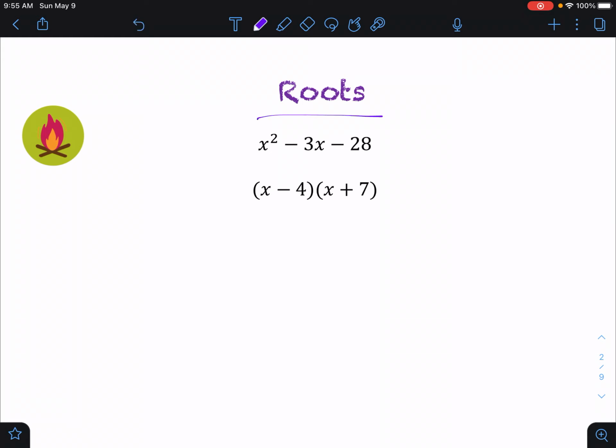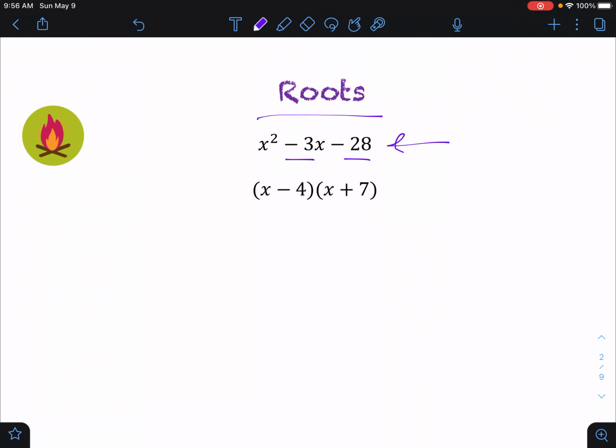If you remember, before we learned how to find roots by factoring, and so we factored this polynomial x squared minus 3x minus 28. And we said two numbers that multiply to be negative 28, but also add up to be negative 3. And we found negative 4 and positive 7.